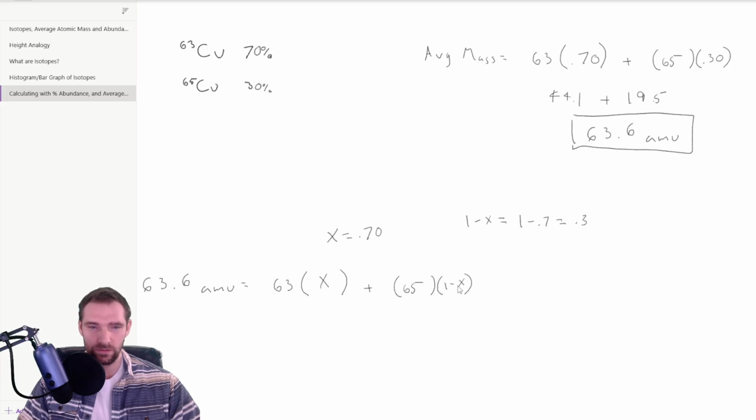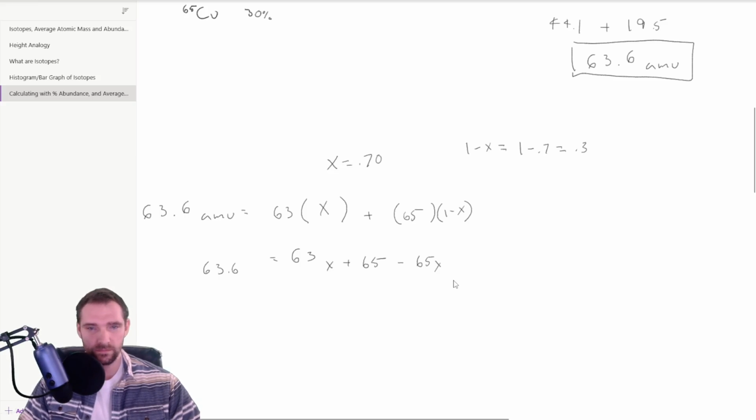So in this situation, you get 63x plus 65 minus 65x, right? You've got that distributed. This is equal to the 63.7. And you can essentially do a little bit of rearranging and you should be able to get this, right? So if we look at this, 63 minus 65, so that's minus 2x plus 65.